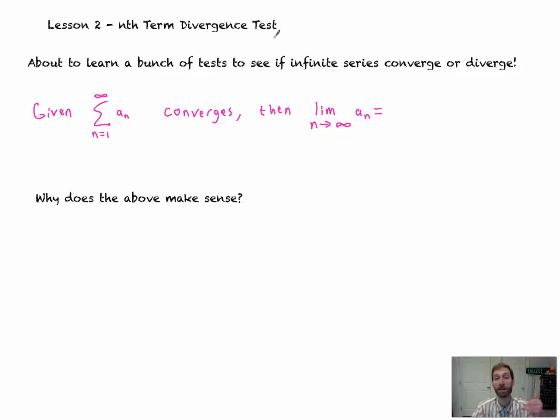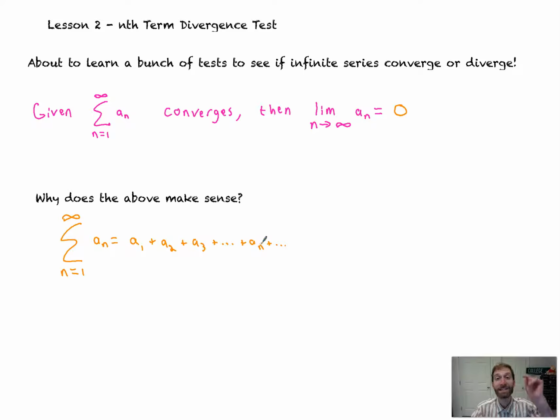It tests only to see if something diverges. But we're going to start out with a really basic idea first that sets the tone. Given that you have some series of a sequence, sigma from n equals 1 to infinity of a sub n, given that that converges, then the limit as n goes to infinity of that sequence has got to equal 0. It has to. The reason this makes sense comes from expanding it out: we'd have a sub 1 plus a sub 2 plus a sub 3 and so forth until we get to a sub n, and then we keep going after that.